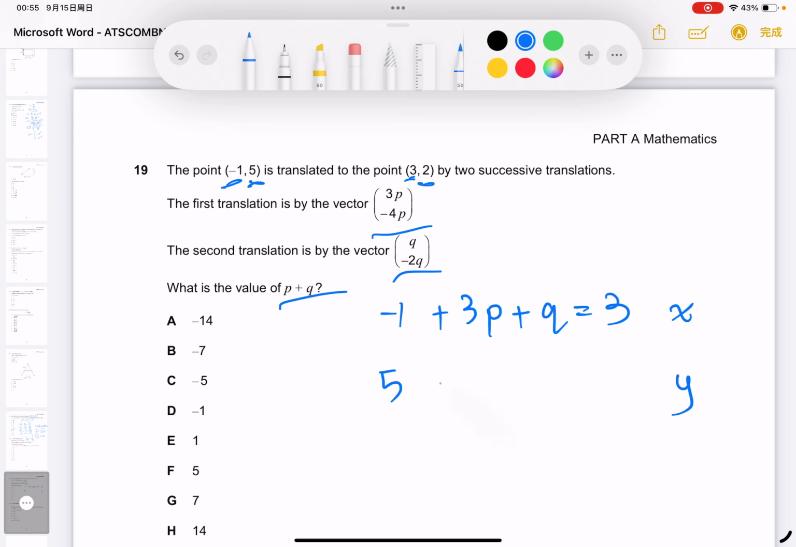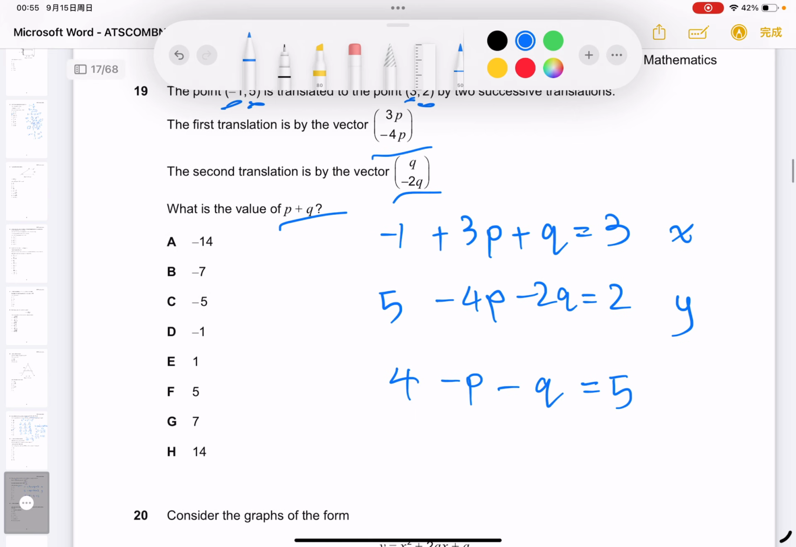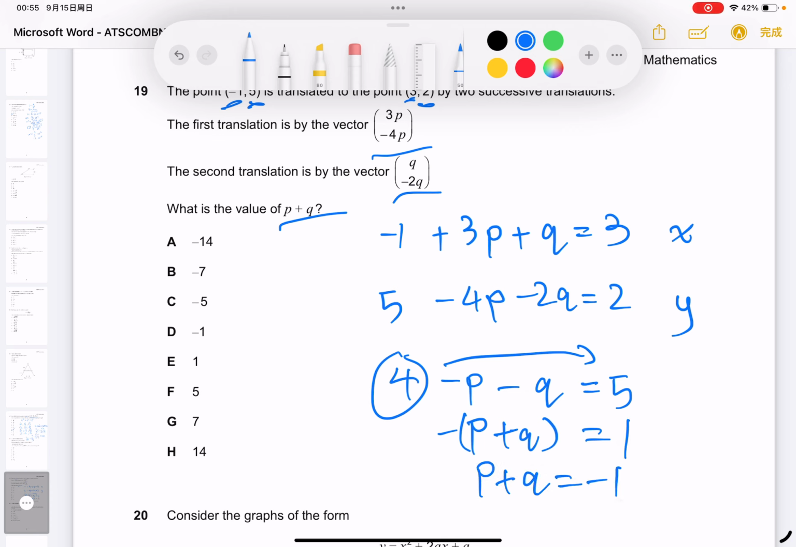Let me just underline everything. 5 here plus, no, actually minus 4P minus 2Q. That number is equal to 2. You might be tempted to solve both P and Q to find P plus Q, but I suggest you not to, because look carefully. When you add up these two equations, you find something spectacular. Let's see. Got here, and we got here. Move this to the other side. Okay, so P plus Q is just equal to negative 1.